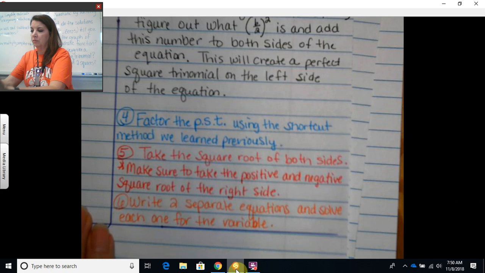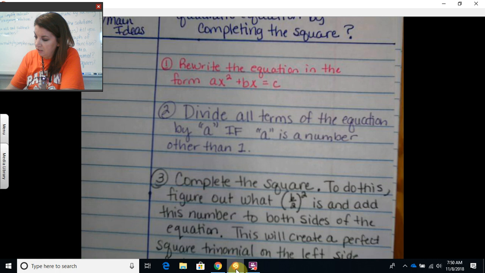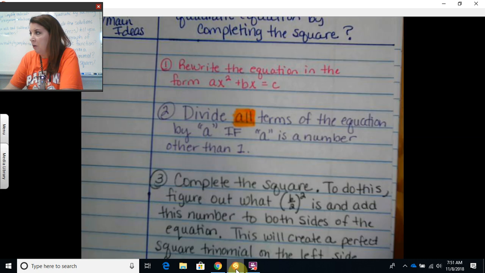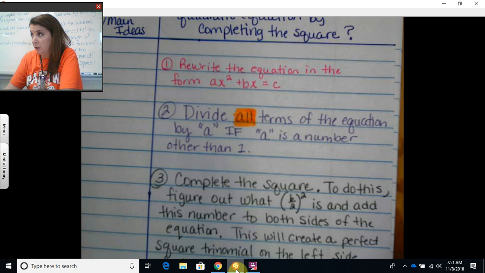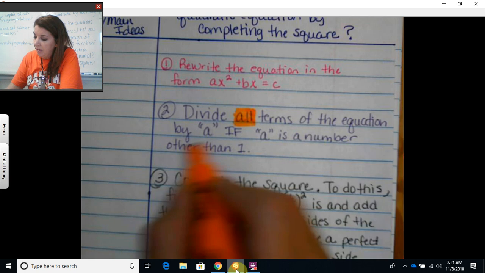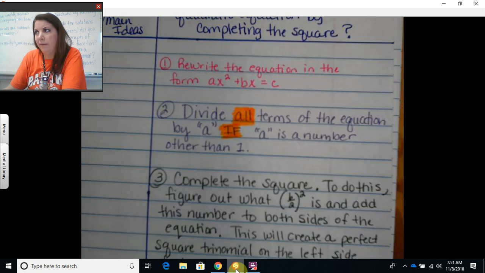Rewrite the equation in the form ax squared plus bx equals c. Divide all terms of the equation. I think that's important, even on the other side of the equal sign. So down the road, you might want to make yourself a little note in the margin. If you keep forgetting that, make a note: remember to divide all numbers on both sides of the equal sign or something like that. Divide all terms of the equation by a if a is a number other than 1. Because obviously if a is 1 and you divide by 1, nothing's going to change, right?